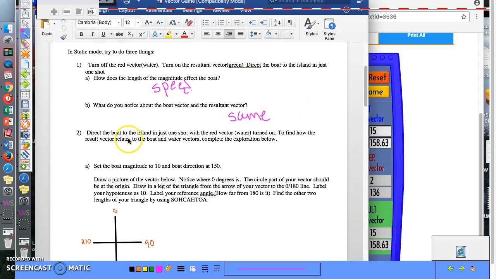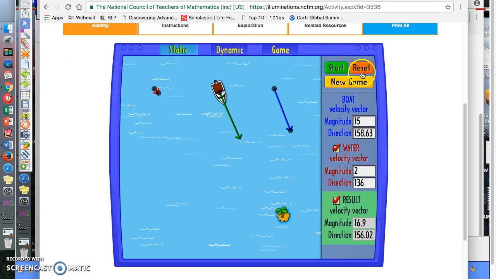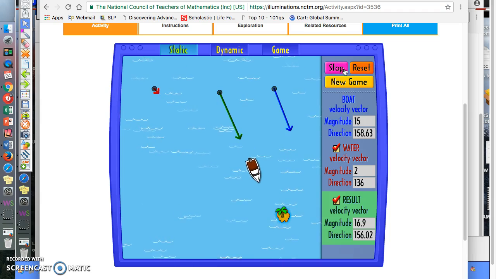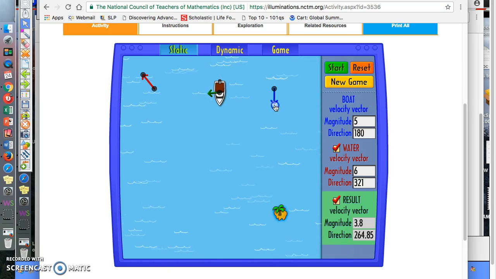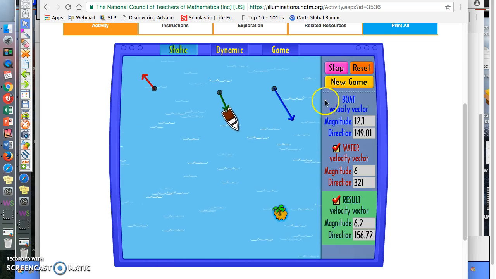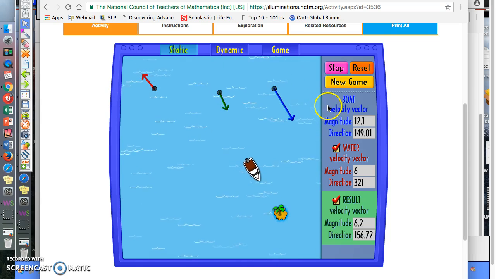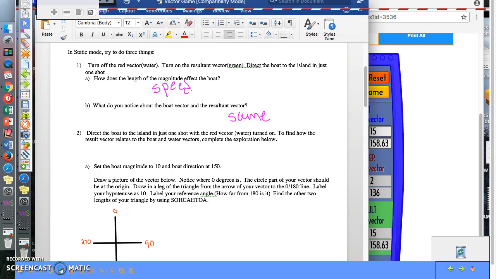So the next thing you need to do is direct the boat to the island in just one shot with the water turned on. So if we go back to our game here, turn on the water. Hey, nice. Let me try a new game. See if I can get this here. Okay, how about here? And I landed it again. Good at this game.